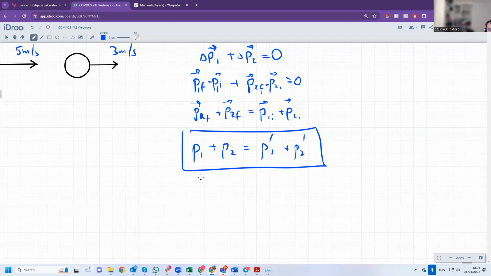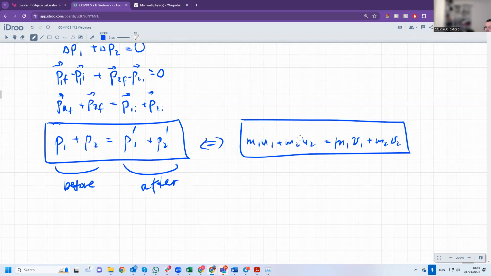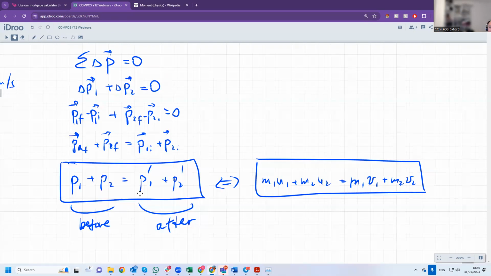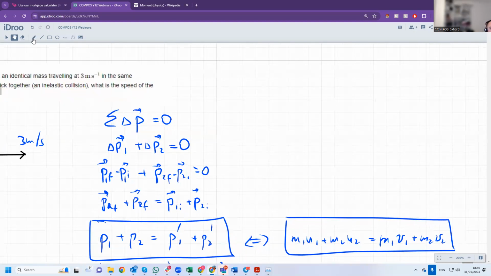Whereas this is before the collision, and this is after. So it's a formula you probably have seen before, which can also be rewritten as m1u1 plus m2u2 equals m1v1 plus m2v2. Familiar to you? I'm just showing where this formula comes from. It's a consequence of this statement. It's a good thing to practice.